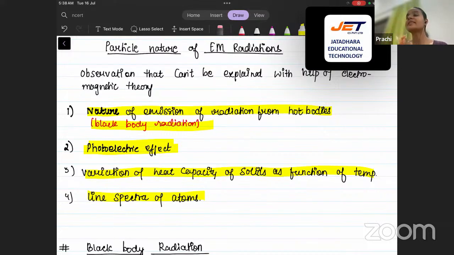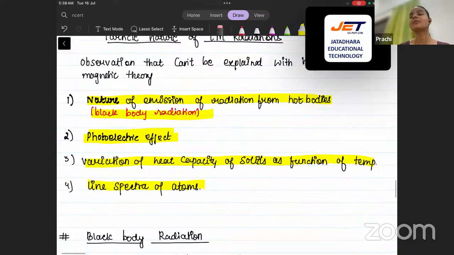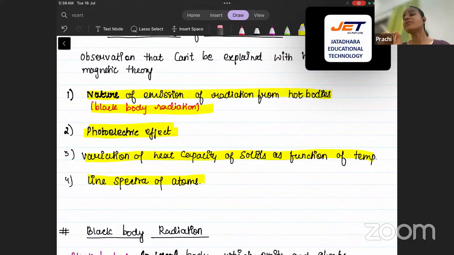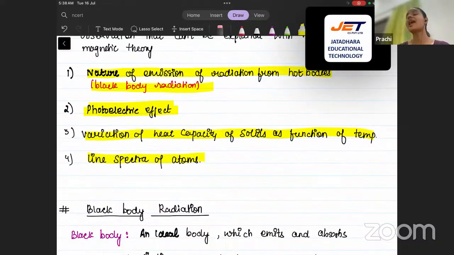Here we will start with learning about the black body radiation. Are you ready to learn about it? If yes, then type yes in the chat box, and then we will start with the black body radiation, and we'll see what it is that they were not able to explain when they were taking light as a wave.